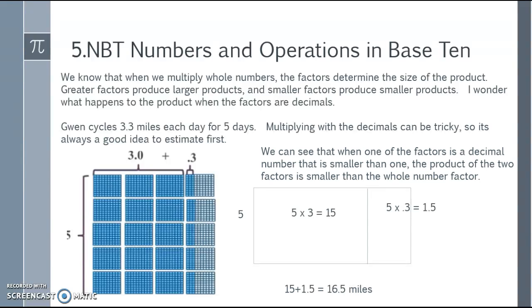We can see that when one of the factors is a decimal number that is smaller than 1, the product of the two factors is smaller than the whole number factor.